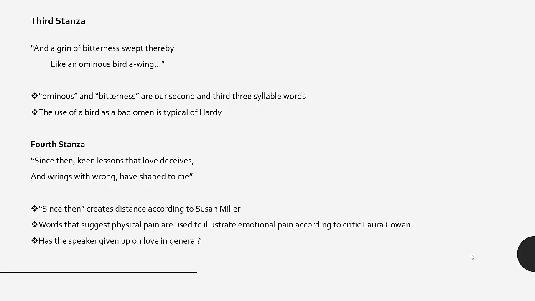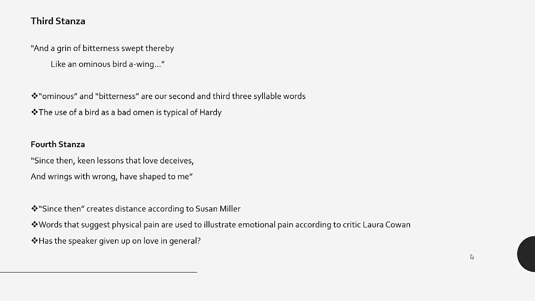Okay, so the 3 words with 3 syllables are tedious, bitterness, and ominous, and these 3 words also serve to describe the relationship. In the last lines of the last stanza, we are taken into the future of the speaker.